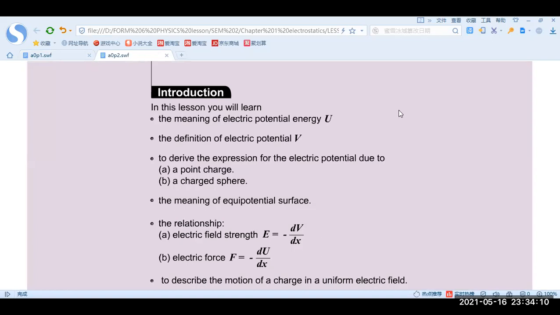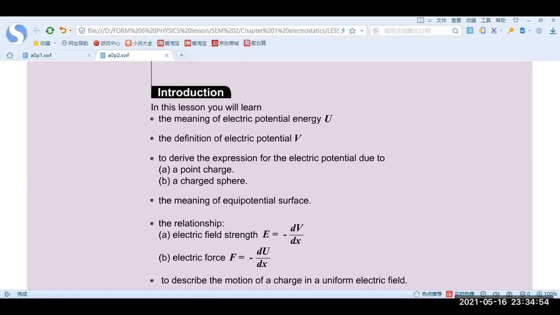In this lesson, you will learn the meaning of electric potential energy U, the definition of electric potential V, to derive the expression for the electric potential due to a point charge and a charged sphere. Next, the meaning of equipotential surface. And next, the relationship of electric field strength E equals negative dV over dx and the electric force F equals negative dU over dx. Finally, to describe the motion of a charge in a uniform electric field.